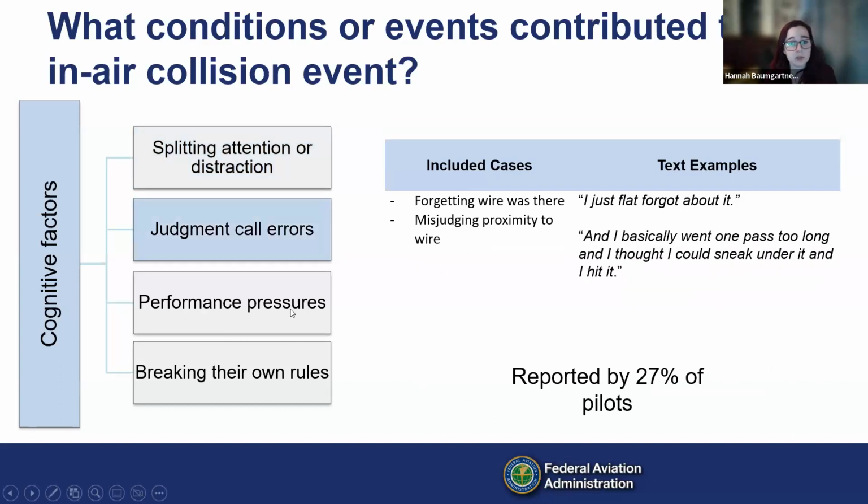There were a number of pilots, about 25%, that reported some sort of judgment call error. These are things like just forgetting the wire was there. I knew it was there, I just totally forgot. Or I knew it was there, but I really misjudged my proximity to the wire. I got too close. I thought I could make it and I couldn't, right?